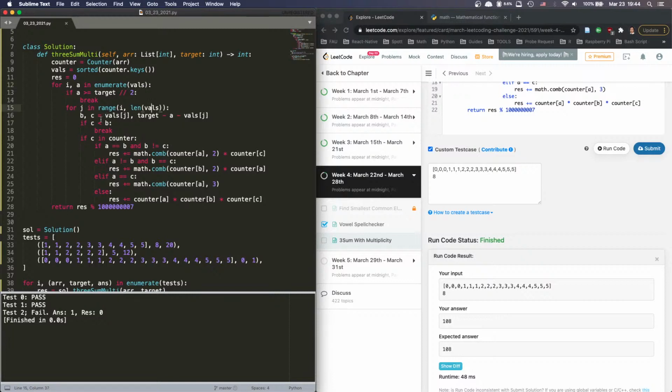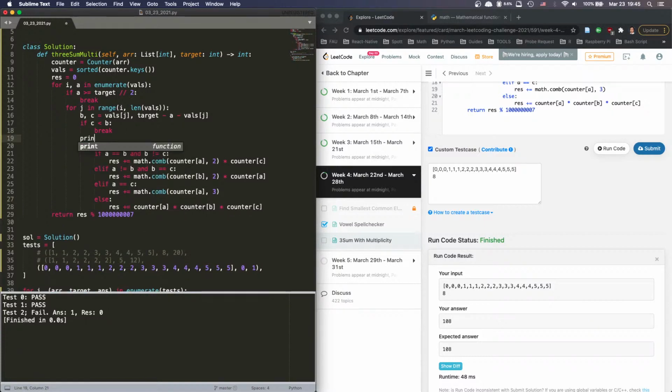All right. So C is 0, B is 0. This one actually doesn't go, so we go here, and C is in counter. And then we're going to go to A equal to C. So counter 0 is 3. Why do we come out as 0? I do not understand. Let's just print counter.